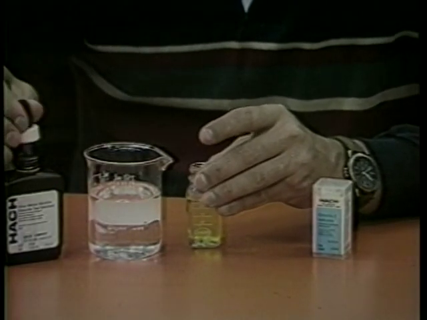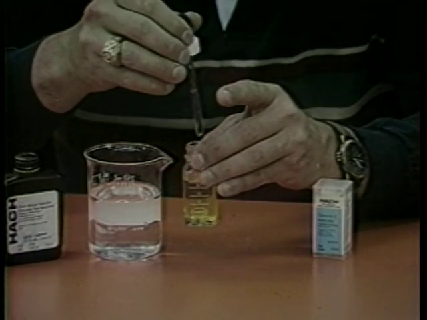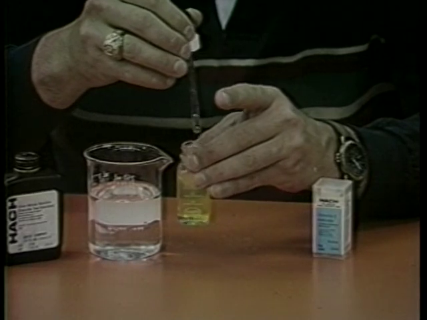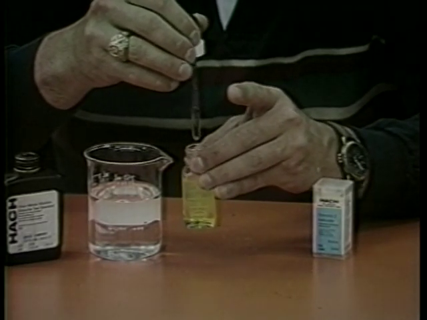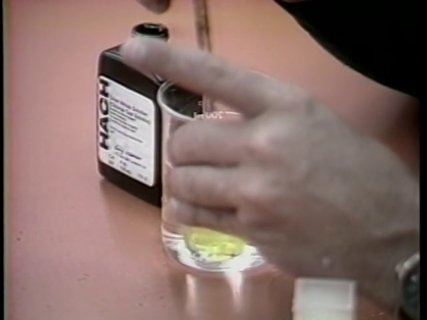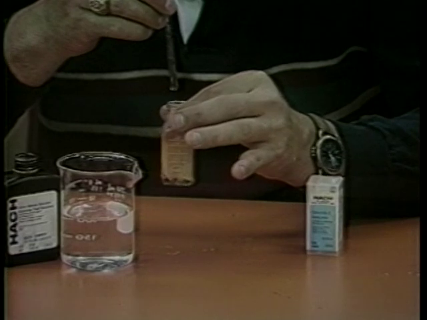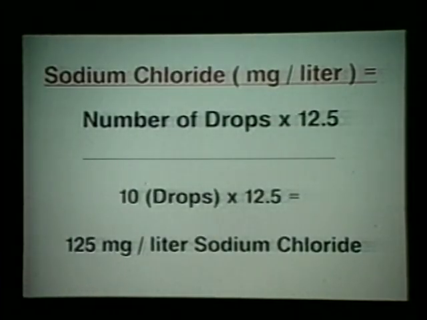Add silver nitrate solution drop by drop to the mixing bottle while holding the dropper vertically above the mixing bottle. Swirl the sample after the addition of each drop. Be sure that the drops are counted as they are added. Add drops until the color changes from yellow to orange and remains so. The sodium chloride concentration in milligrams per liter is the number of drops times 12.5.